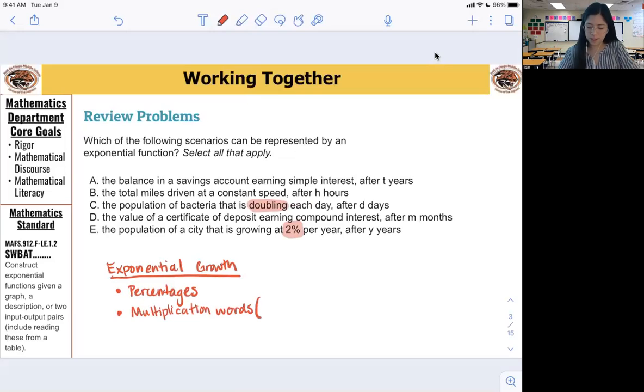So I'm going to make a short list. So doubling, tripling, by a factor of, so the word factor, that's another multiplication word. So anything that's telling me to multiply is going to be exponential.